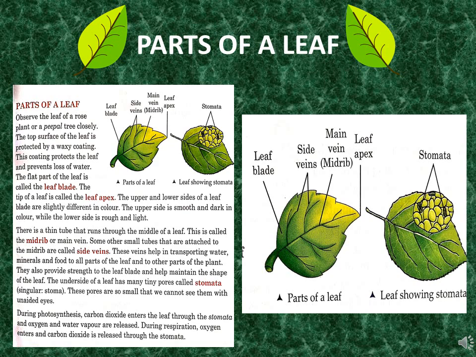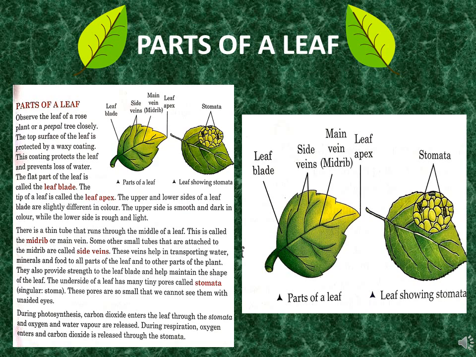Now the underside of a leaf has many little pores. These pores are called, we have already learned in the last class, stomata. These pores are so small that we cannot see them with unaided eyes. Okay, with bare eyes we cannot see them. So during photosynthesis, during the procedure of making food, carbon dioxide enters the leaf from the air. CO2 or carbon dioxide enters the leaf through what? Through the stomata. And oxygen and water vapor are released from the leaf.